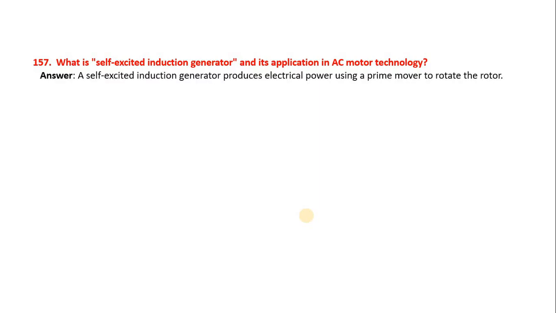A self-excited induction generator produces electrical power using a prime mover to rotate the rotor. How does a thermal overload relay protect the AC motor?